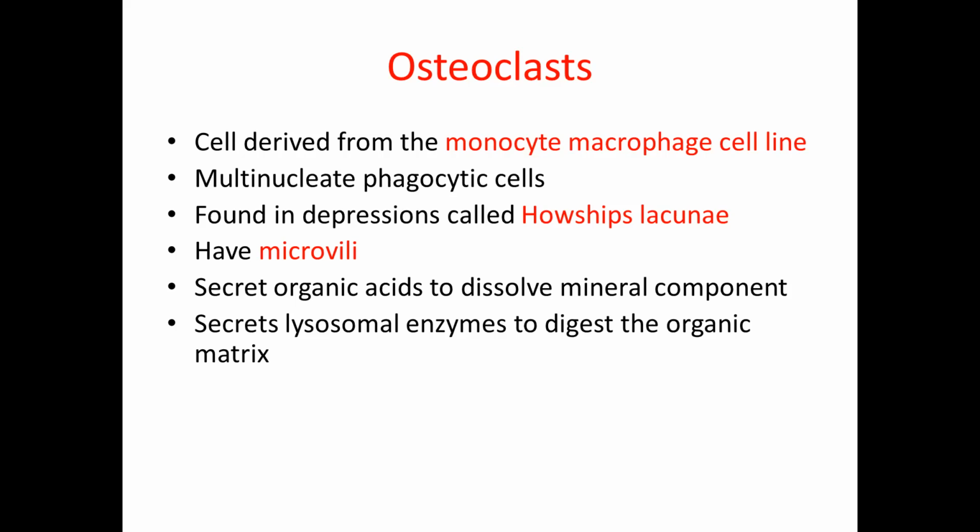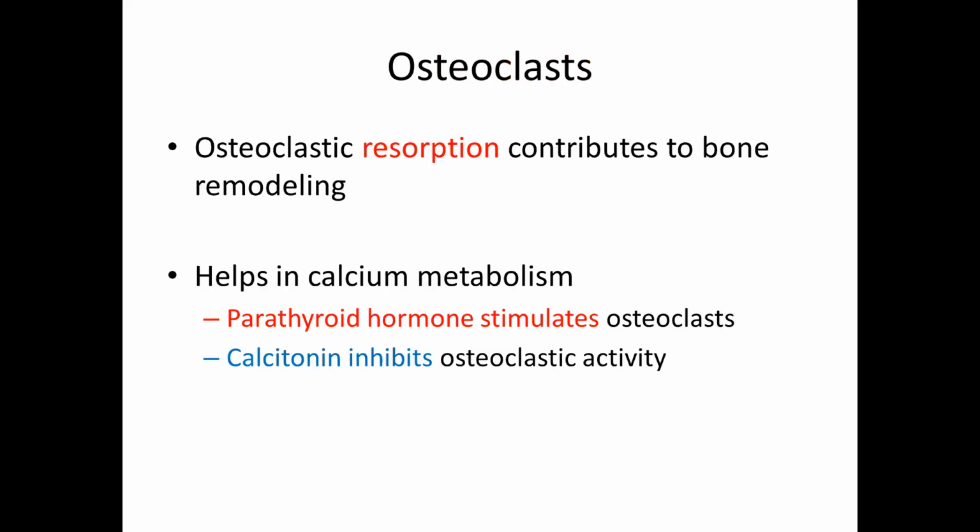Osteoclasts have microvilli on their surface. They can secrete organic acids to dissolve the mineral component of bone, and also they have lysosomal enzymes which can digest the organic matrix of bone. So osteoclasts have the ability to completely digest both components of bone. Therefore, osteoclasts are engaged in resorption of bone, which contributes to bone remodeling.